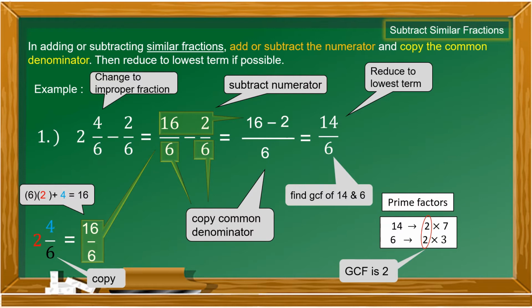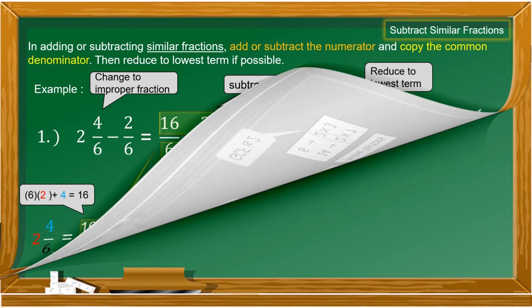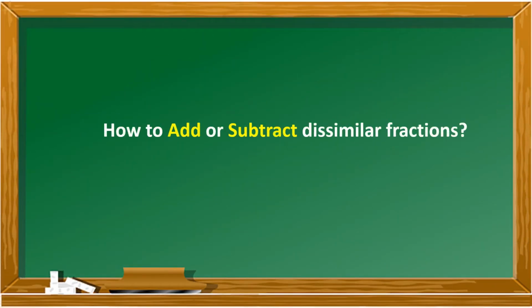Now, the GCF is 2, you can divide this from the answer. So 14 divided by 2 and 6 divided by 2, you have now the answer 7/3. Now 7/3, simplify this to a mixed fraction, it will become 2 and 1/3. Then this will be the final answer. How to add or subtract dissimilar fractions.